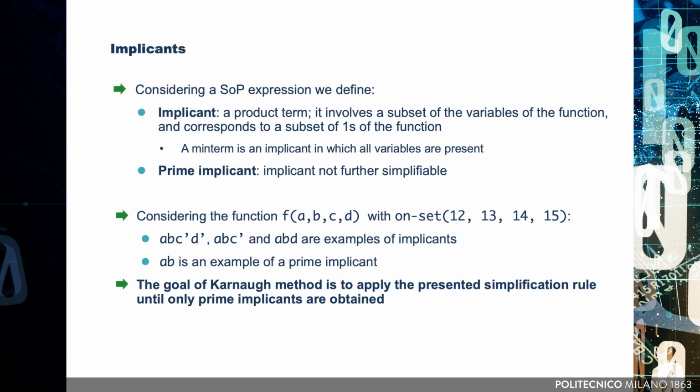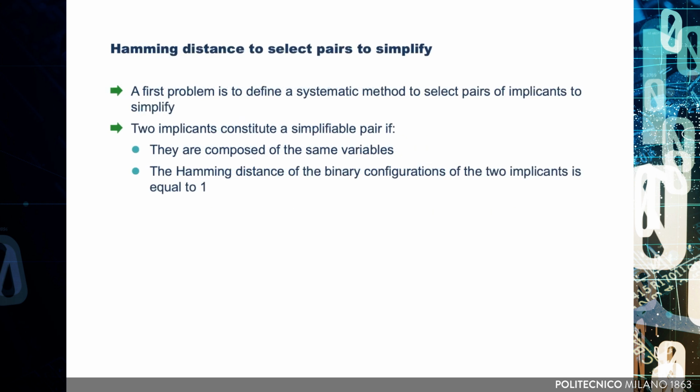AB is a prime implicant because there was no way to reduce it further. We can notice that it was the last implicant remaining in the expression. The goal of the Karnaugh method is to apply the simplification rule iteratively until only prime implicants are obtained. In the context of defining a synthesis method, the first problem encountered is finding a systematic approach to select pairs of implicants to be simplified.